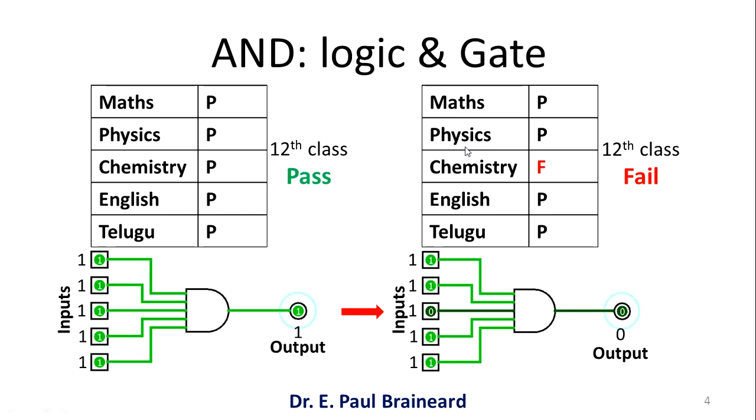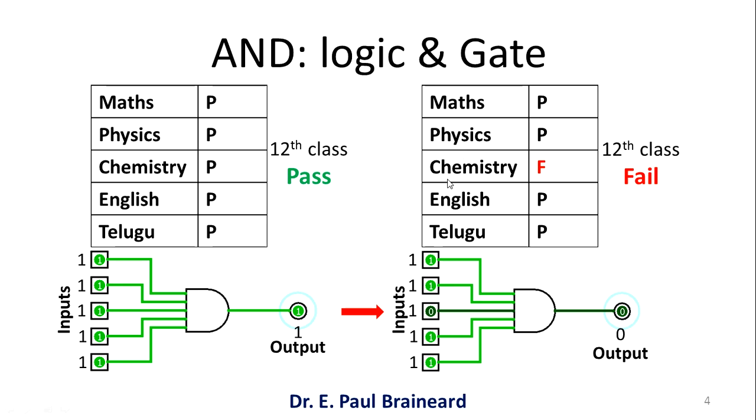Let us take a simple example of checking a condition. When a student is declared passed or failed in 12th standard, the student passes only when they clear all the subjects. If the student has failed in only one subject, still the student is considered failed. How can we represent such a condition with the help of a logic circuit? Such a condition is represented by an AND gate.